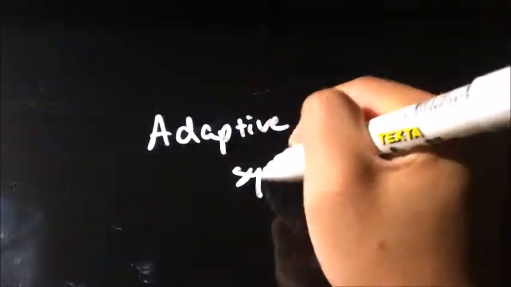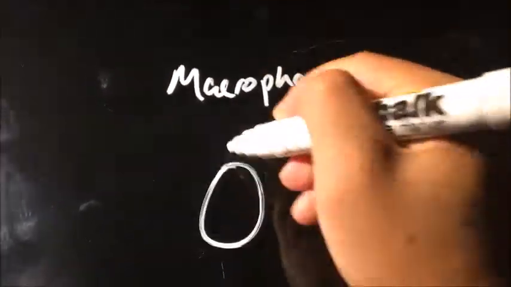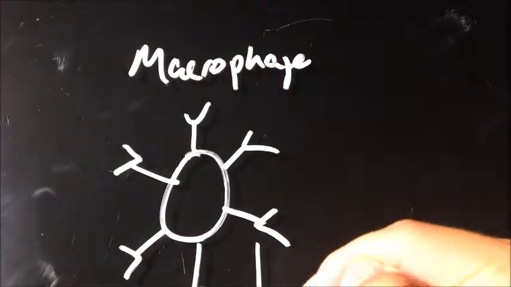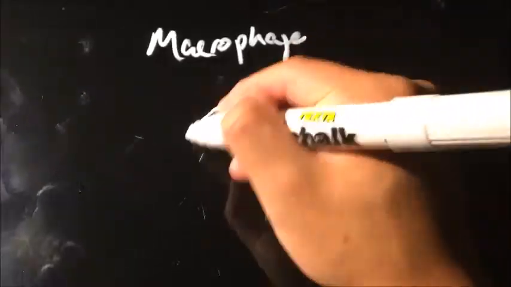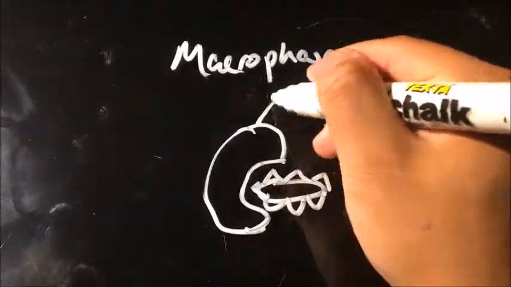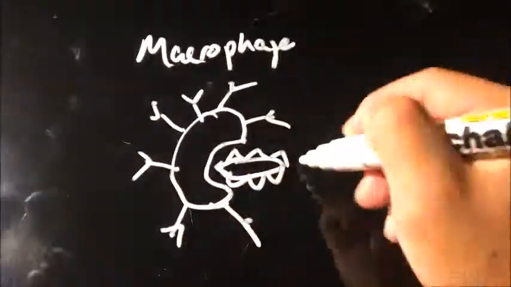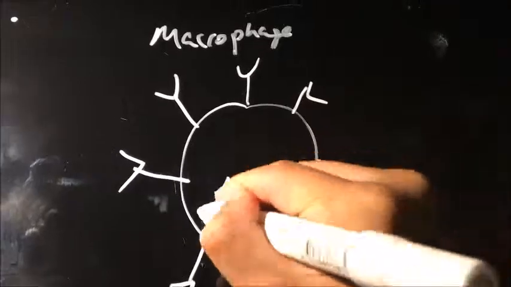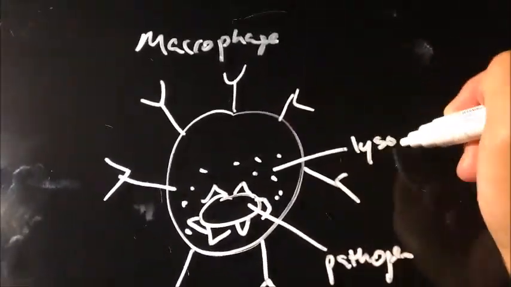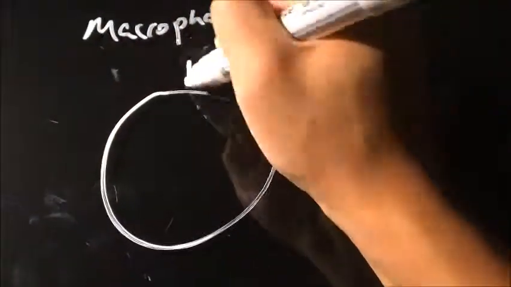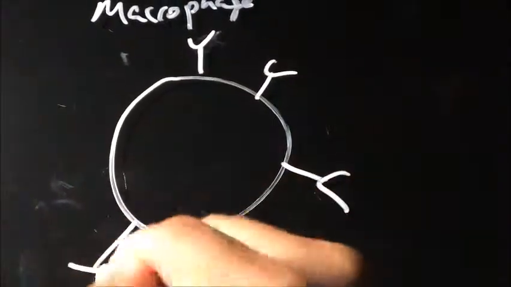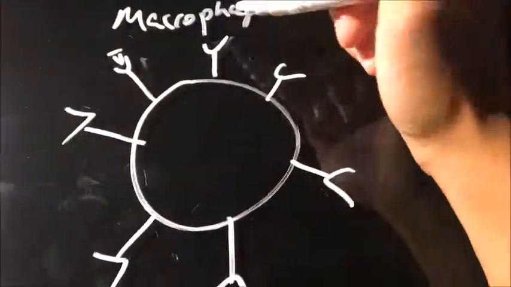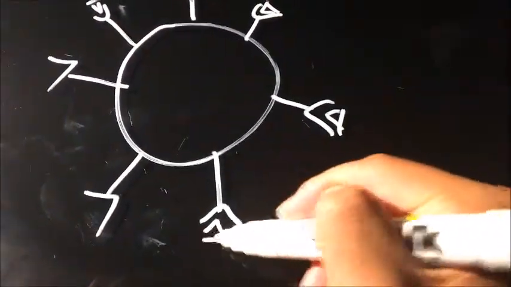The adaptive immune system. Macrophages are cells that detect and destroy antigens. The macrophage engulfs any pathogens that they come across. The pathogen is then broken down by lysosomes. The macrophage then becomes an antigen-presenting macrophage, with antigens being displayed on the T cell receptors.